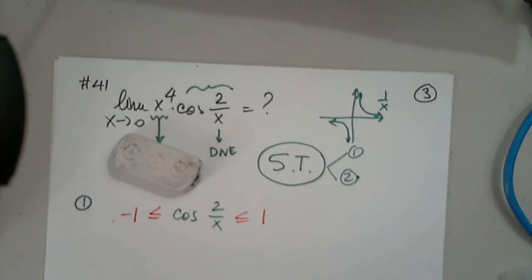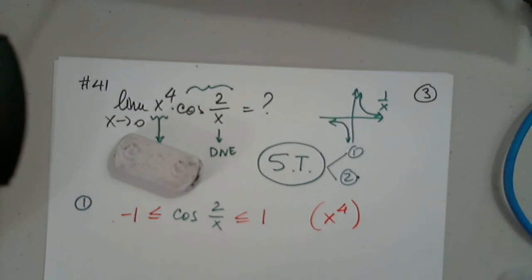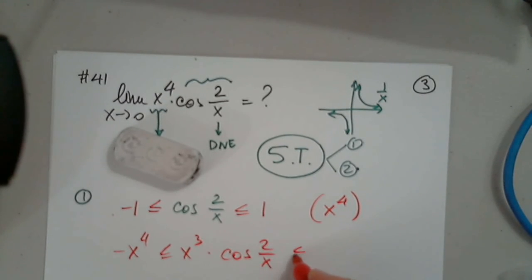Add x raised to the power 4. Or multiply it. Exactly, I completely agree. Thank you very much. Awesome. So then this becomes negative x to the 4th. This becomes x cubed times cosine 2 over x, and the right-hand side is x to the 4th. Perfect. Awesome. Thank you.